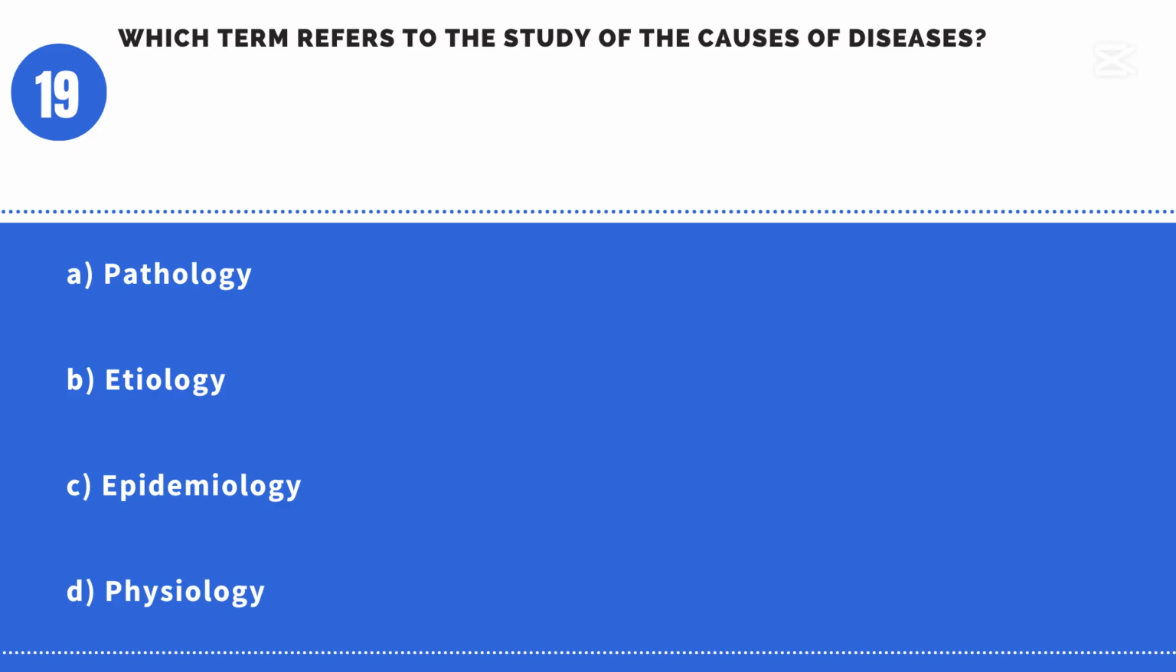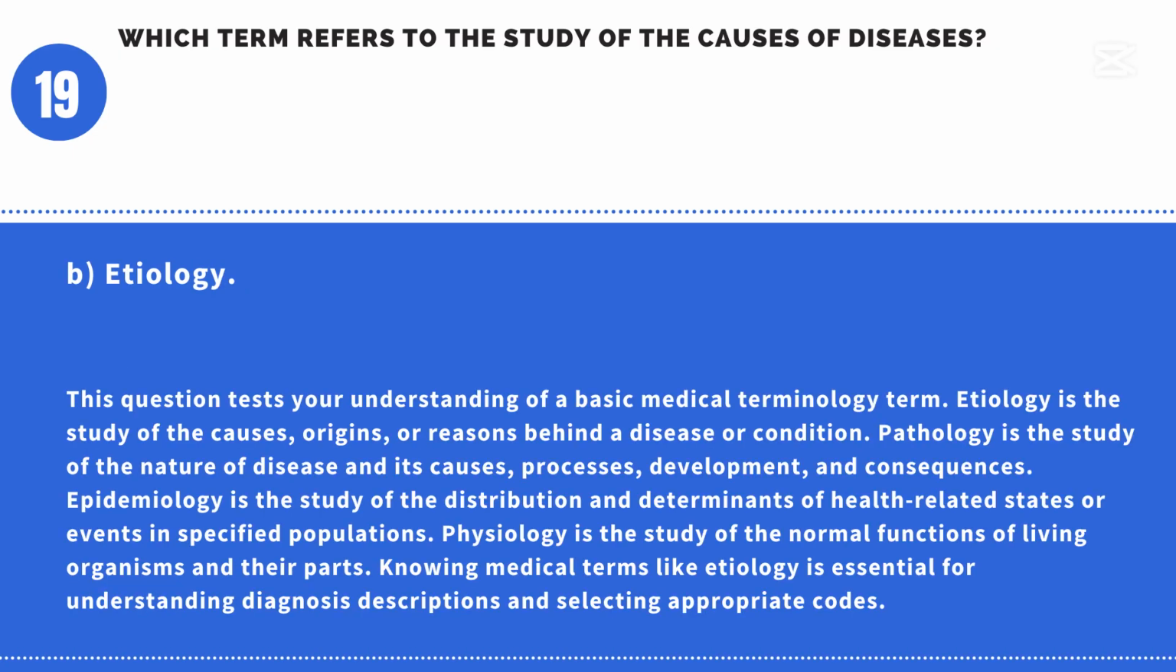Question 19. Which term refers to the study of the causes of diseases? A. Pathology. B. Etiology. C. Epidemiology. D. Physiology. Answer: B. Etiology. This question tests your understanding of a basic medical terminology term.